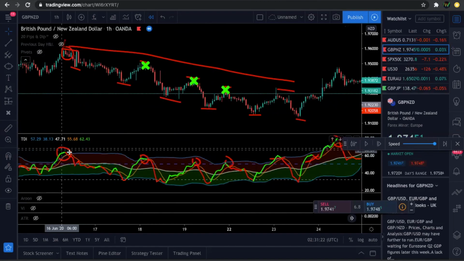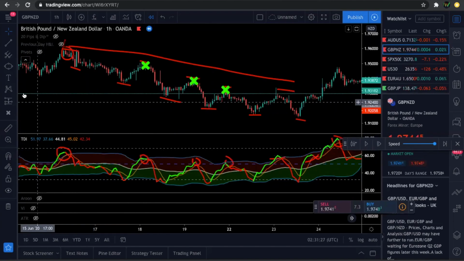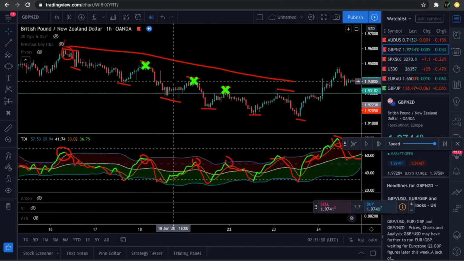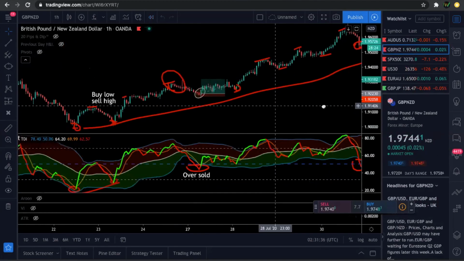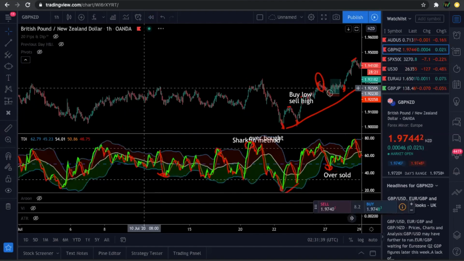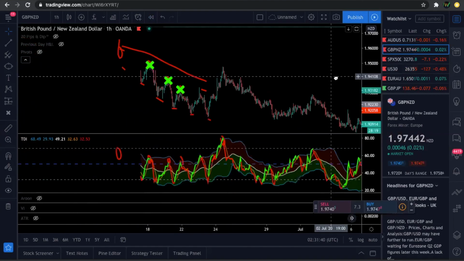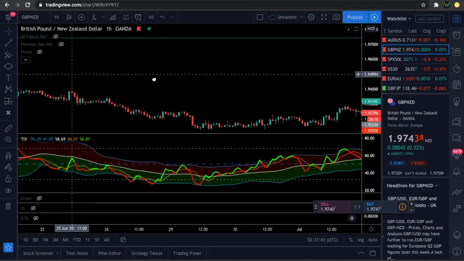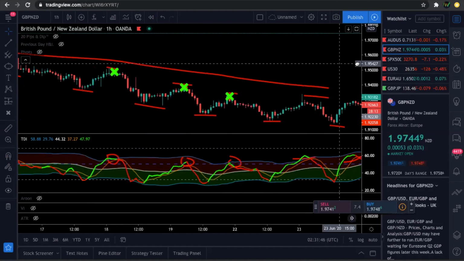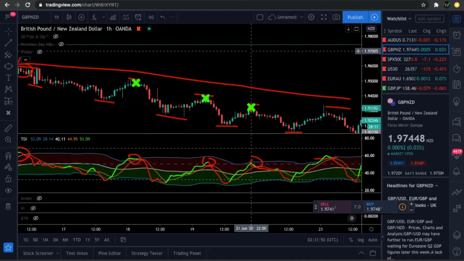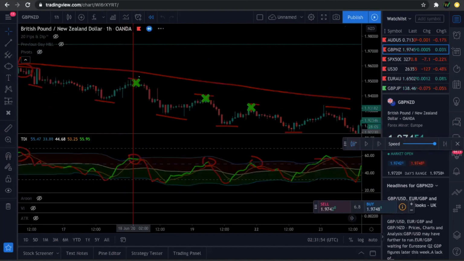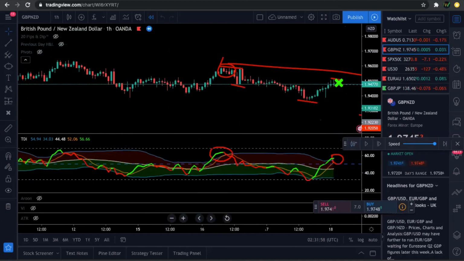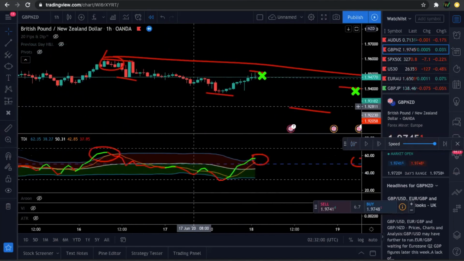Boom. Let's say we missed out on this opportunity. Shark fin right here. Okay. Let's go. Oh, wow. It just brought me all the way back over there. Hold on, guys. Okay. So let's say that we don't see any of this yet, right? This is where we are in the market, and you can see that there's a shark fin.